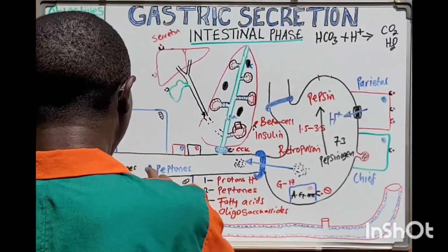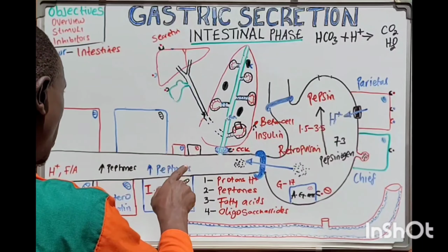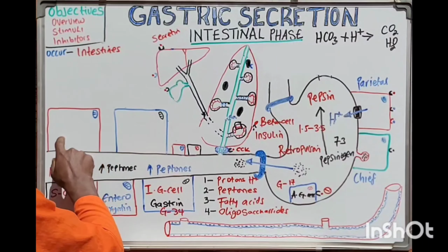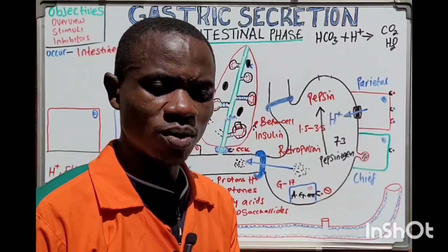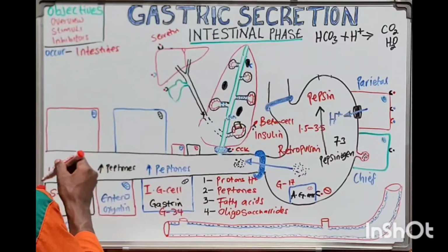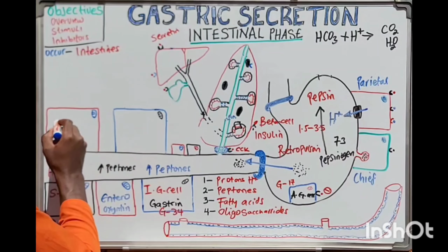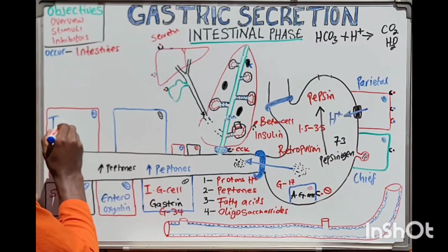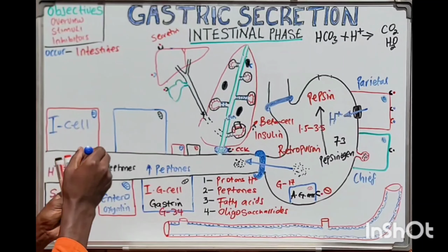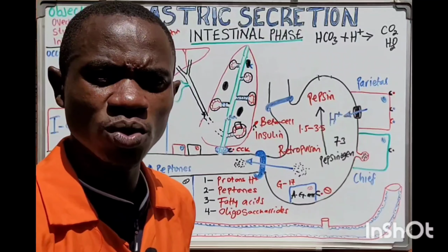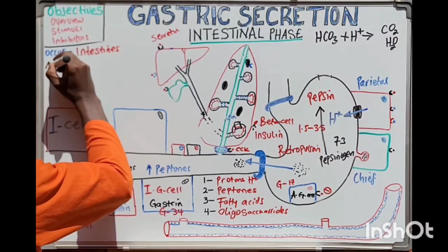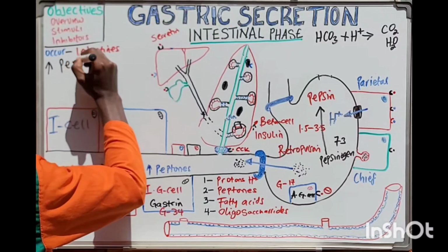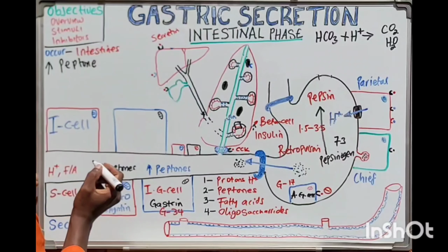Now on the mucosal lining of the duodenum, we have this other kind of cell. This cell is super, very important. This cell is what we call the I cell. This cell is super sensitive to the following molecules in chyme. It is sensitive to what we call high levels of peptones. Okay, it's sensitive to high levels of the peptones.